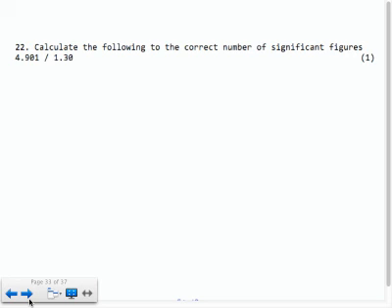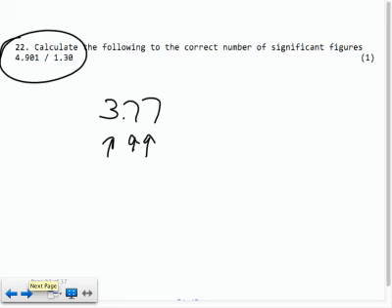Calculate the following to the correct number of significant digits. So when you do this out on your calculator, you get 3.77, which has 3 significant figures, 1, 2, 3. And you have to round your answer when we're multiplying and dividing to the same number of significant figures as the starting number which has the smaller number of significant figures, of these 2 numbers.